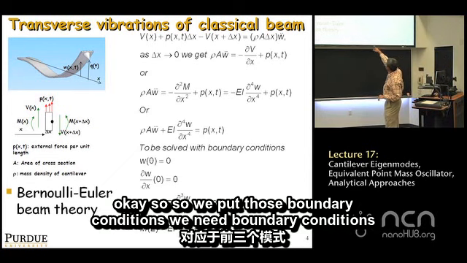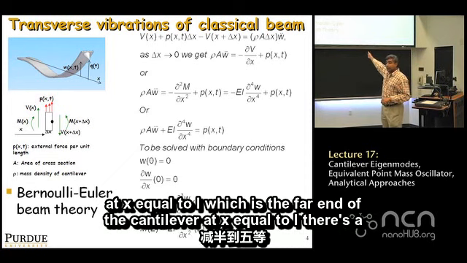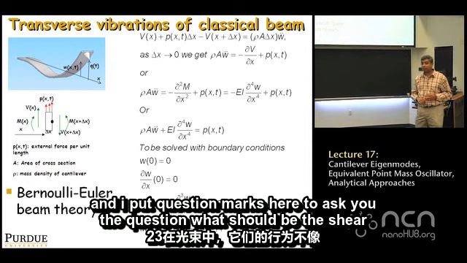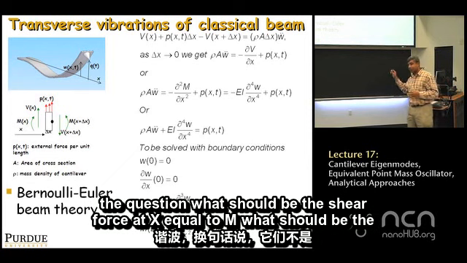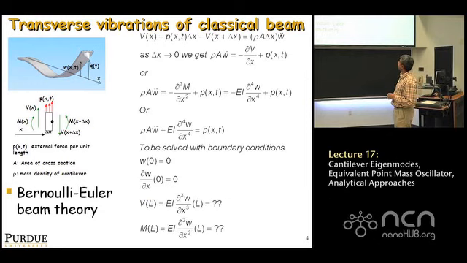We need boundary conditions at x equal to L, which is the far end of the cantilever. At x equal to L, there's a shear force and there's a bending moment. And I'll put question marks here to ask you the question: what should be the shear force at x equal to L, and what should be the bending moment at x equal to L? It's not an easy question, right?